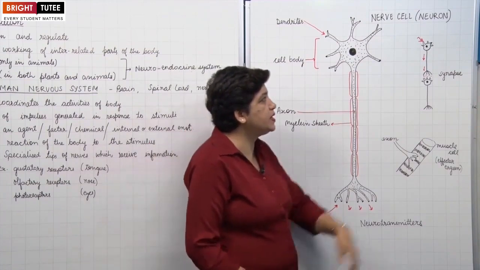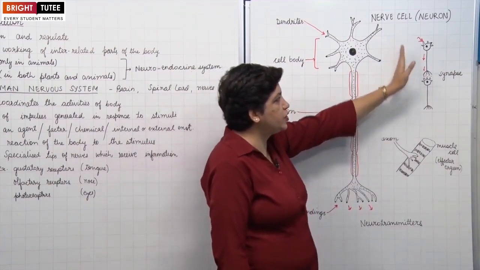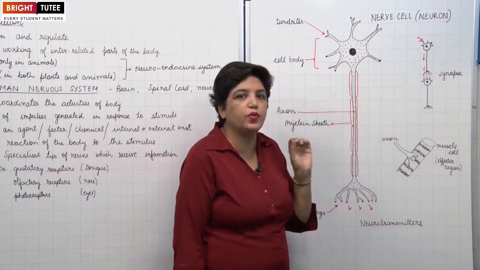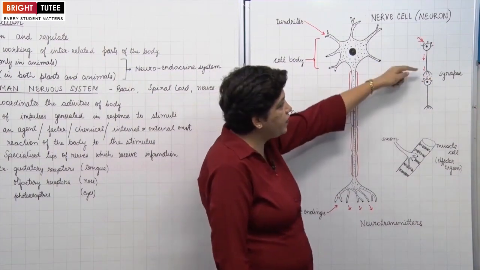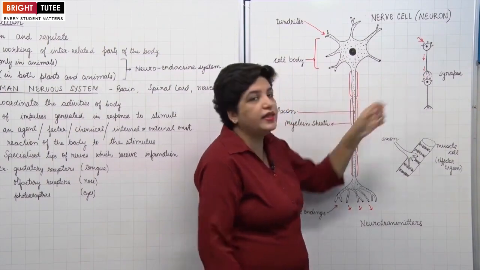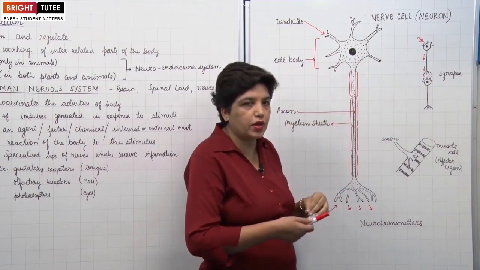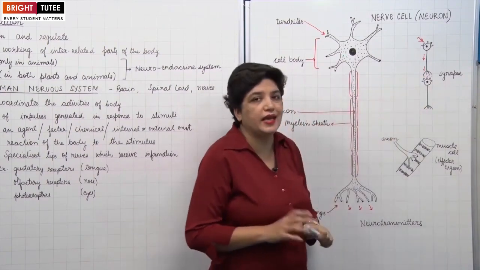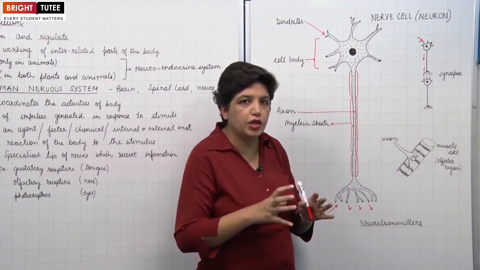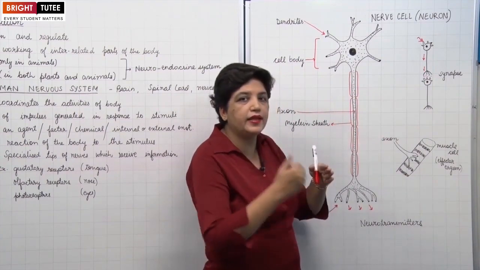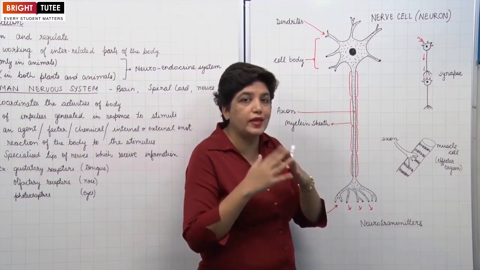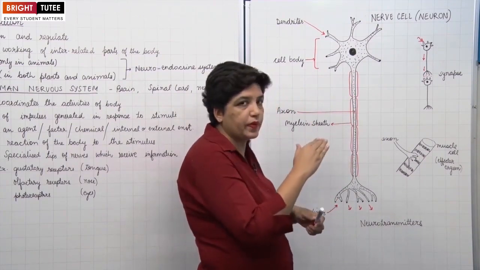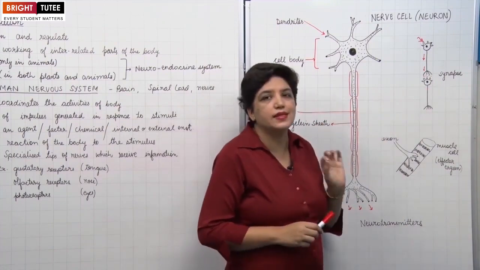Now whenever there are two neurons associated with one action, there is a gap in between the two neurons. There is a gap between the axon of one neuron and the dendrite of another neuron. This gap is called the synapse. It is the junction where one neuron ends and the other neuron starts. The axons are not in physical contact with the dendrite. There is a gap, and this gap is known as synapse.